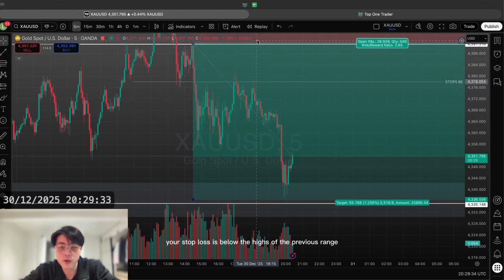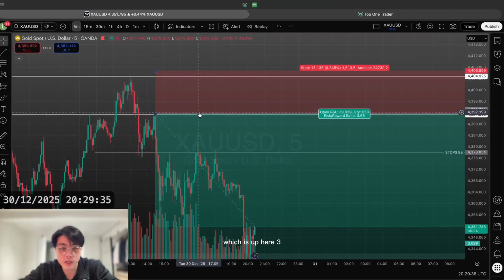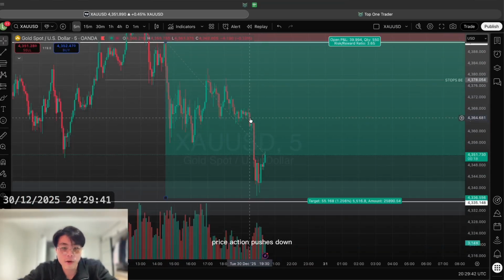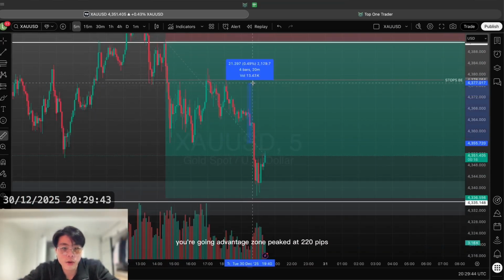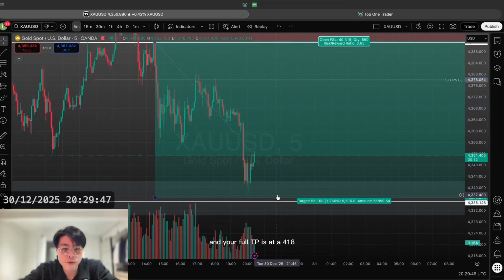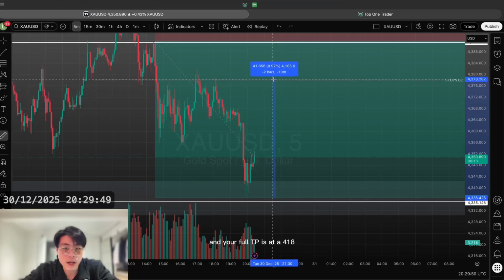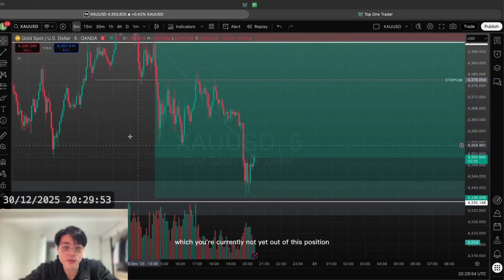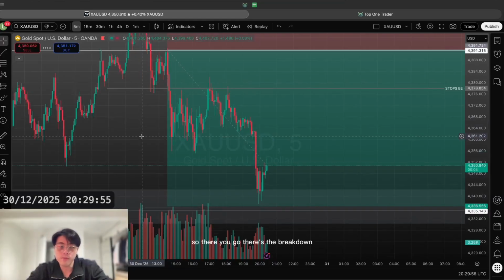Your stop loss is below the highs of the previous range, which is up here, 393. That puts you at about 150 pip stops. Price action pushes down. You're going advantage zone, peaked at 220 pips, and your full TP is at a 418, which you're currently not yet out of this position. So there you go. There's the breakdown.